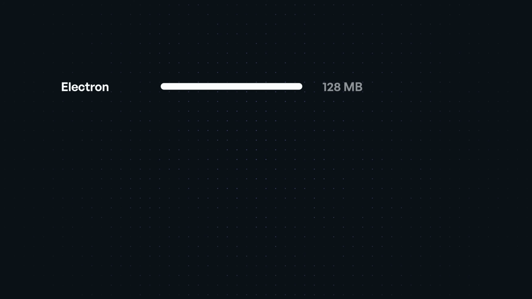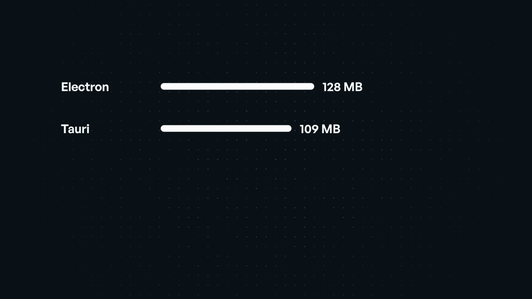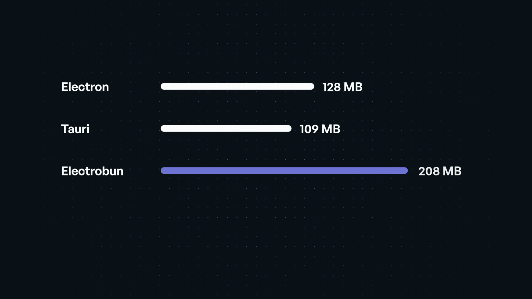Electron is the baseline again, and it was 128 megabytes. Tauri came in at 109 megabytes, Electrobun at 208 megabytes, and Deno at 98 megabytes. So Deno and Tauri were basically even, and then Electrobun was basically double everything else. For Tauri, that's nowhere near the 10x improvement that the marketing implies. On disk, yes, it is much smaller, but the actual memory footprint when the application is running is much more similar to the other tools.